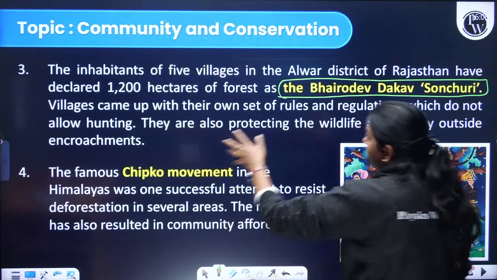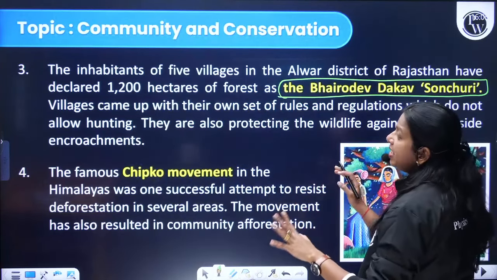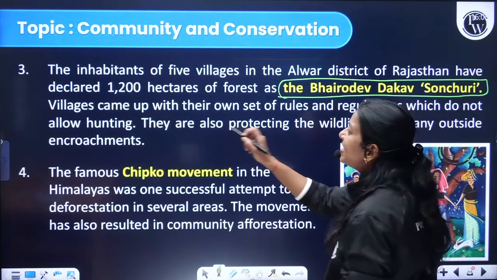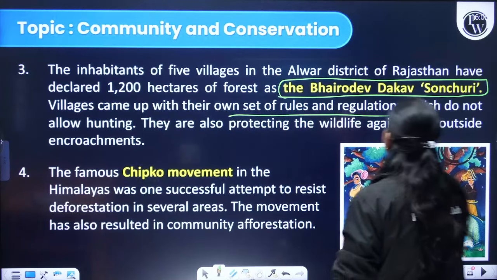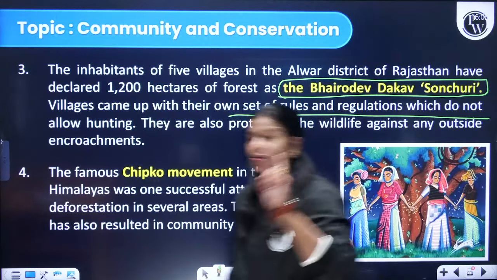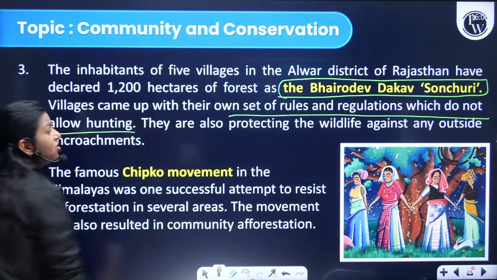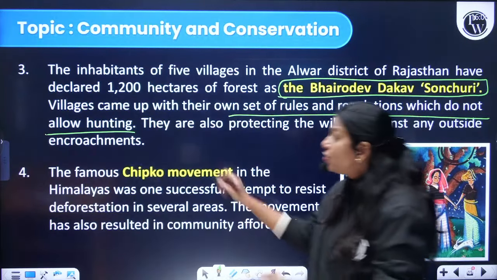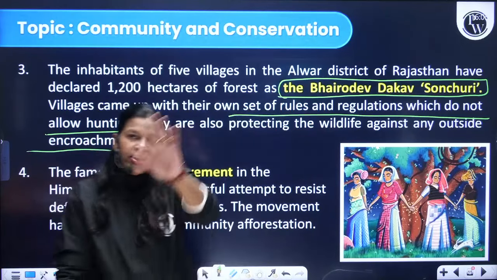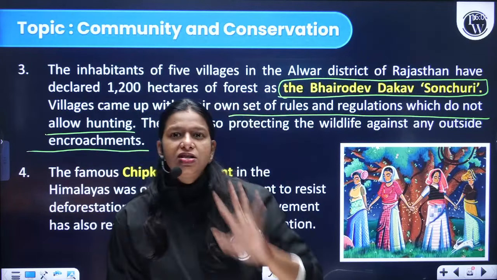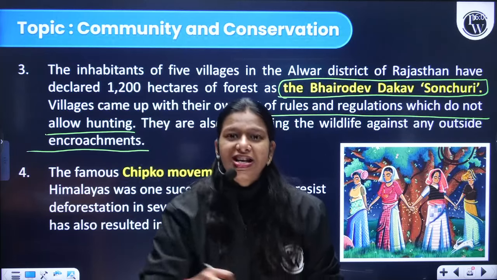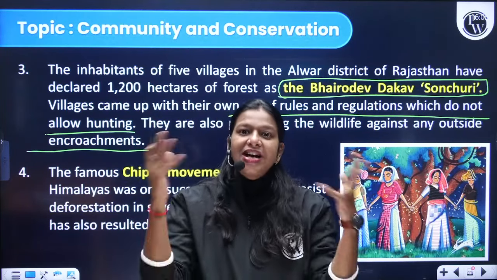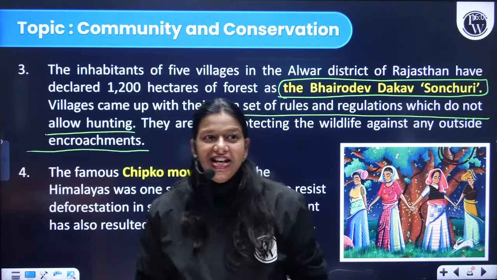1200 hectares of forest has been declared as the Bhairodev Dakav Sanctuary. Sanctuary villages came up with their own set of rules and regulations which do not allow hunting. They are also protecting the wildlife against any outside encroachment. So here the government does not need a piece of paper. The government does not require to implement or impose a law. The people are doing it on their own. That's how much our communities are connected with the nature.